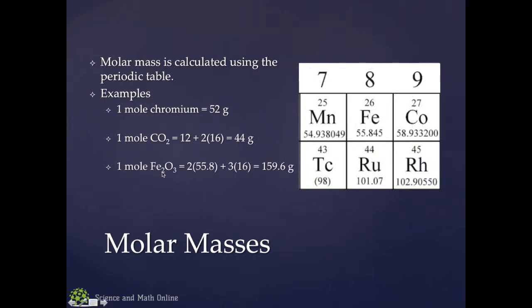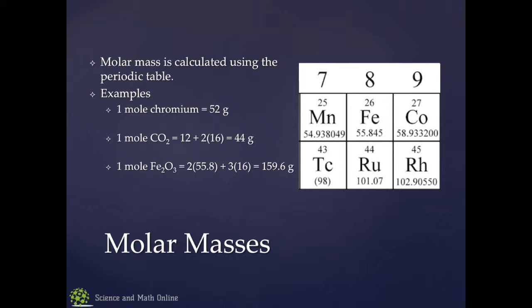Iron(III) oxide, or rust. The oxygens are 16. The iron, notice, it's not a 9, so I need to include that decimal place. So 55.8 times 2, because there's 2 of them, and 3 oxygens, so it gives me 159.6 as my molar mass.